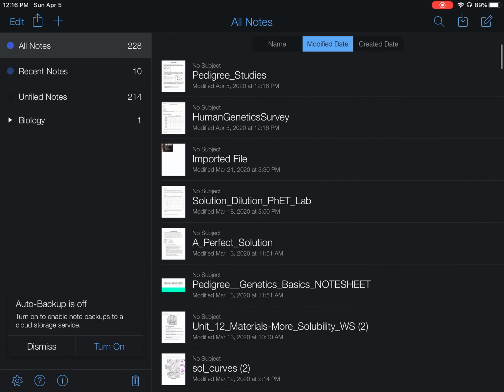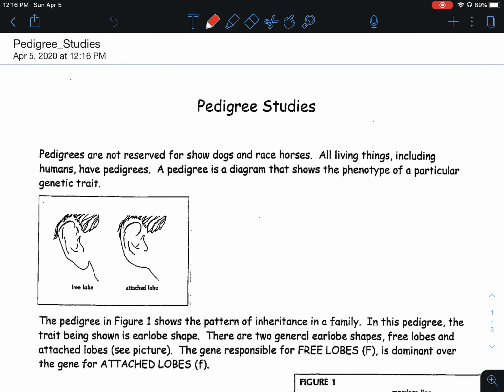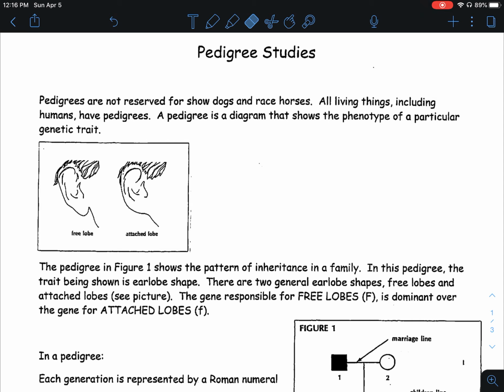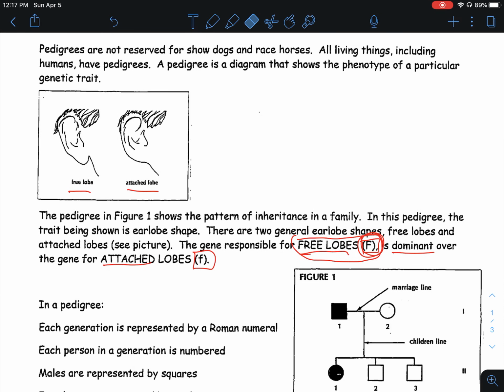But let's start with the pedigree studies. A lot of this is just using attached earlobe and free earlobe as your initial trait. It's important to note that free earlobes is dominant, so capital F, and attached earlobes is recessive. What that means is if you have just one copy of the dominant allele, capital F, you're showing the trait. So you're showing that you have free earlobes.